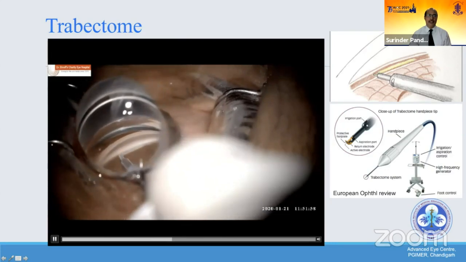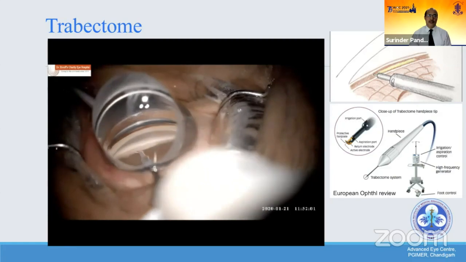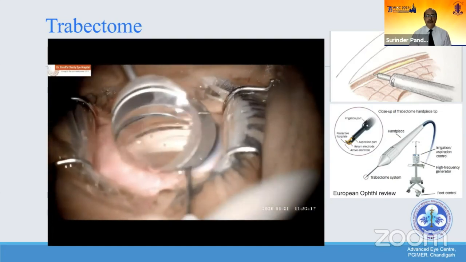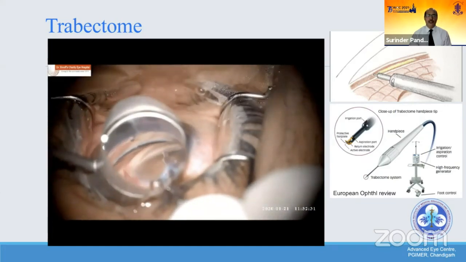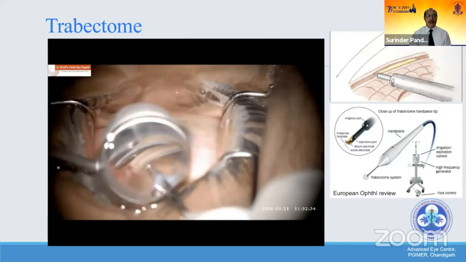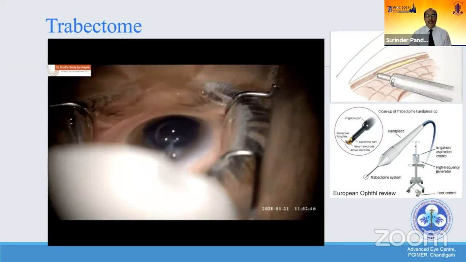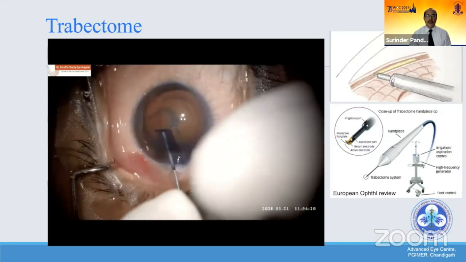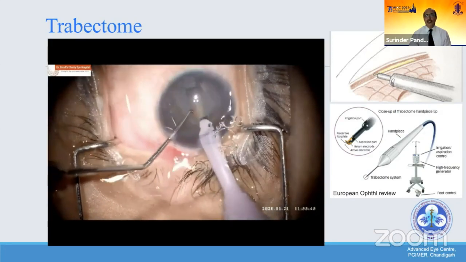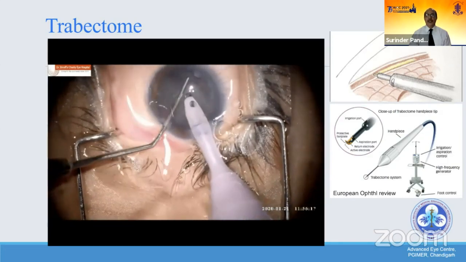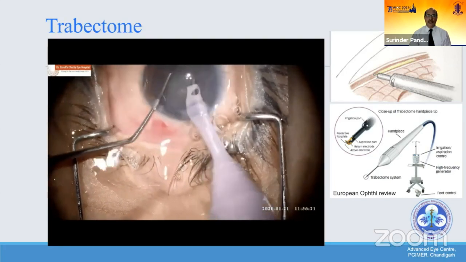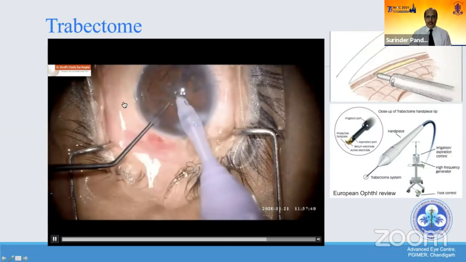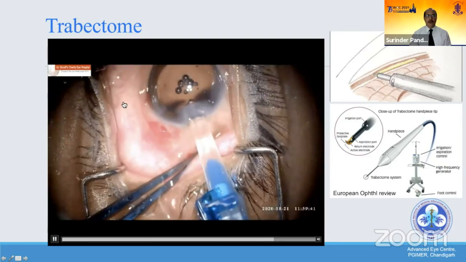Once that happens, you activate the probe and sweep it across the angle in one direction. Then you can turn the probe and do it in the opposite direction. You can also change the mirror position a little bit. By rotating the globe a little bit, you can do about 210 degrees. Mostly surgeons combine it with phaco surgery, so you can go ahead and do phacoemulsification and put in an intraocular lens implant. However, you could do this procedure even without an intraocular lens implant.